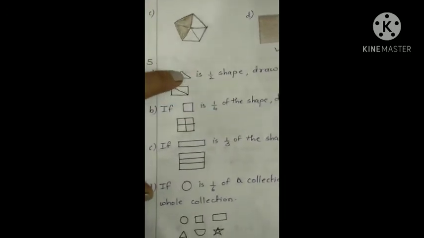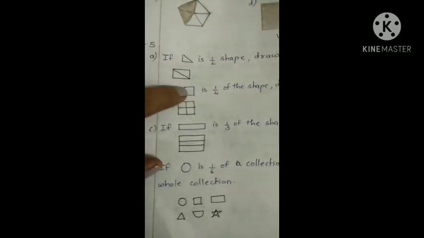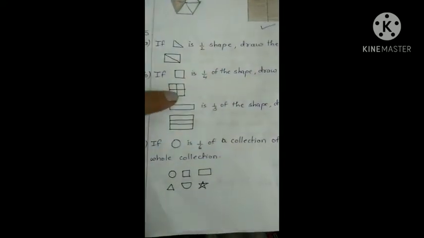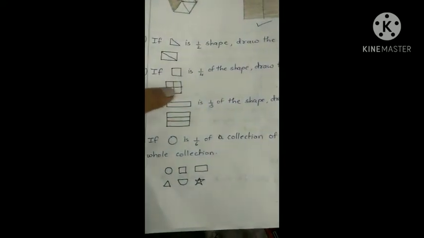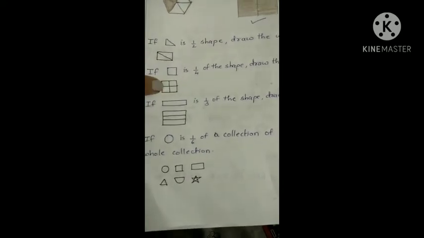Here, okay, like this way. If it is half, then this is the full one, right? Same way number B, if square is 1/4 of the shape, then draw the whole shape. Again, one big square you can draw and make 4 parts of it. Okay, so this one is 1/4 part and the other 3 you have drawn.